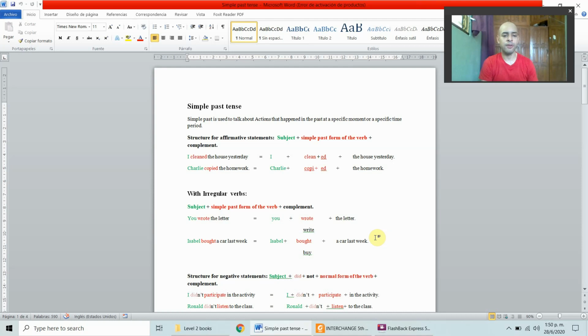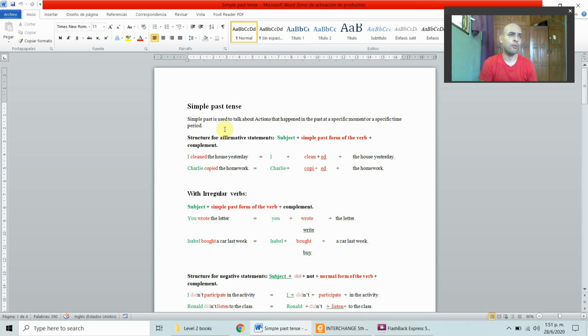The simple past tense is formed in different ways. We know we can create the simple past tense using the verb be as the main verb, and of course using did as the auxiliary, and also of course the past form of the verb with affirmative statements. So the simple past is used to talk about actions that happen in the past at a specific moment or a specific time period. So when we use the simple past, we talk about a specific moment.